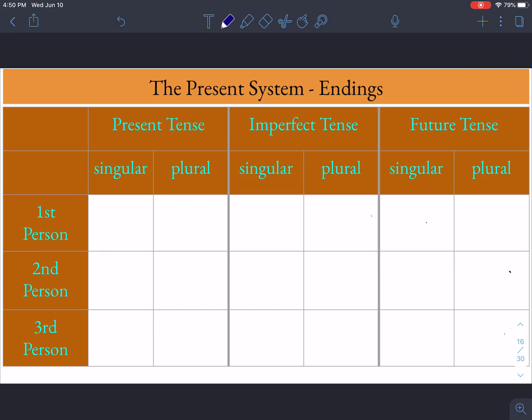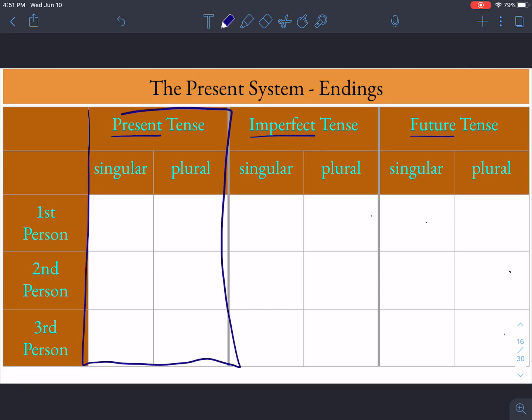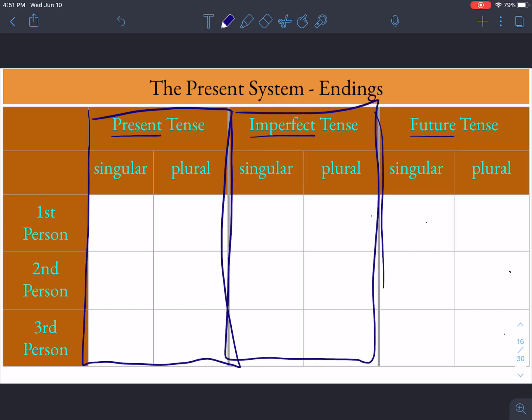Now, if you recall, the present system includes the present tense, the imperfect tense, and the future tense. Okay, and the endings go as follows. Also, you've got the tense above, so that means you've got three separate charts, three separate types of endings that we can have here.